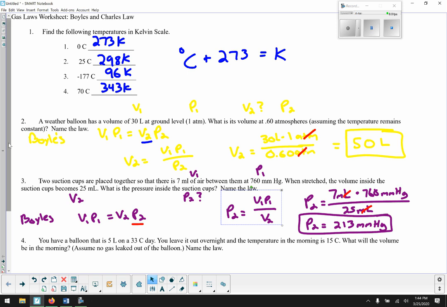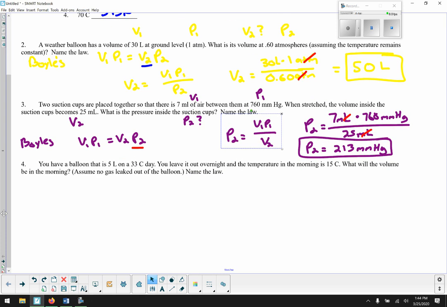So, looking at number 4, you have a balloon that is 5 liters. That's a volume, call that volume 1, on a 33 degrees Celsius day. That's a temperature, T1. But before I do anything else with it, I'm going to add 273 to it. So 33 plus 273 is 306. So 306 kelvins. Before I even do any math, I changed to kelvins.